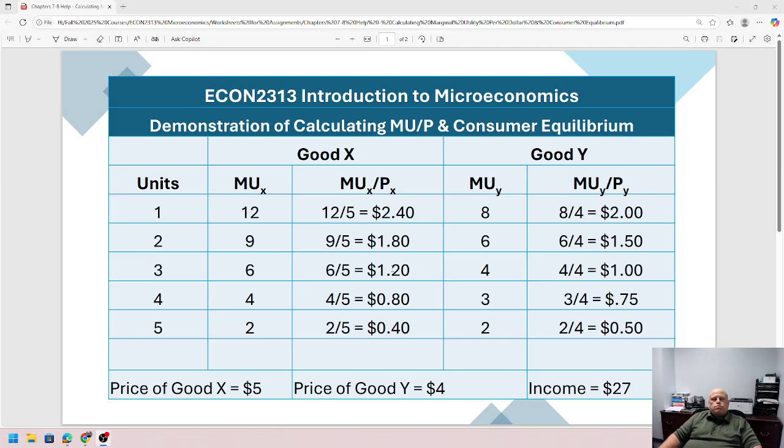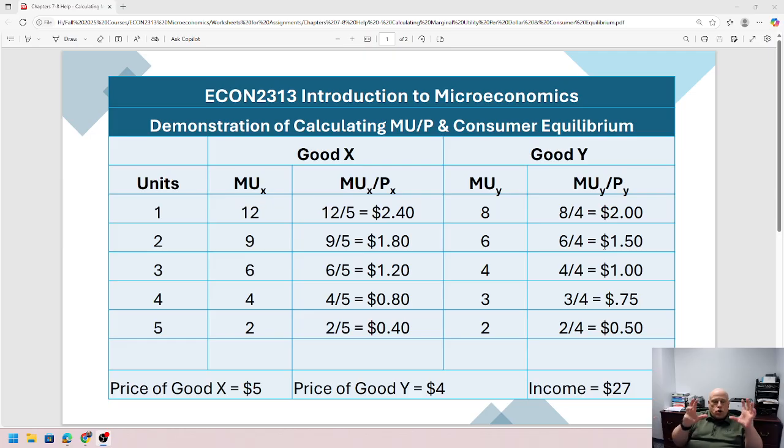Okay, so once you do that for good X, you're also going to do the same thing for good Y. And the price of good Y is $4. So you're just going to take the marginal value here for good Y, divide it by 4, each one of those, all the way down through all 5 units of the good, and you'll get those values. Okay, and that's what I've done here.